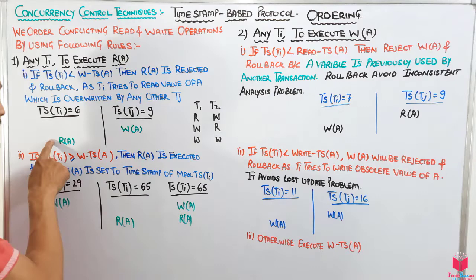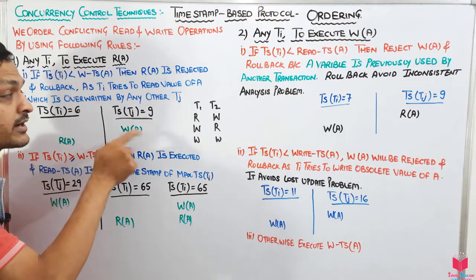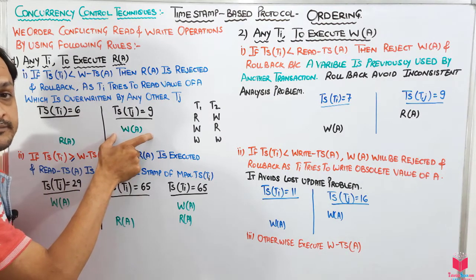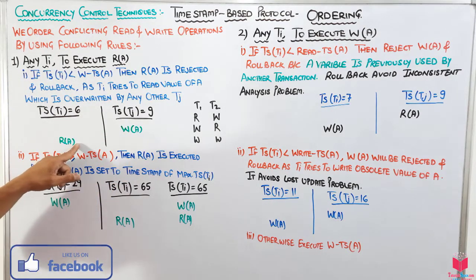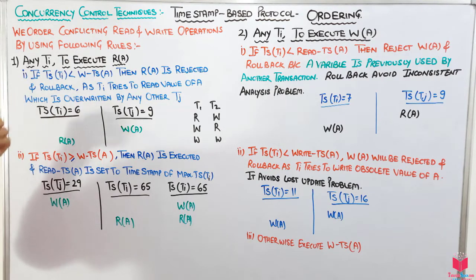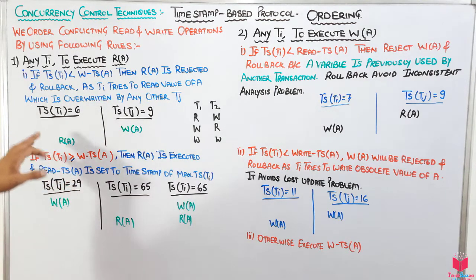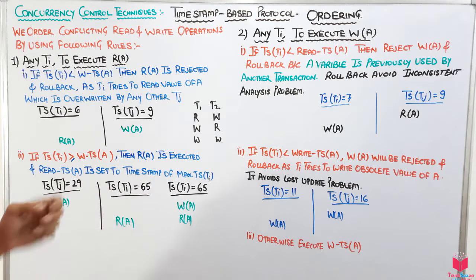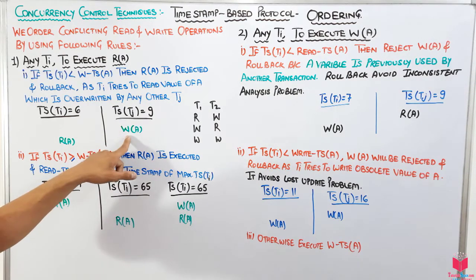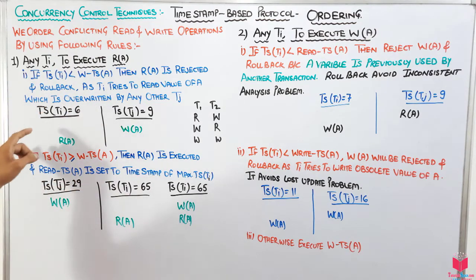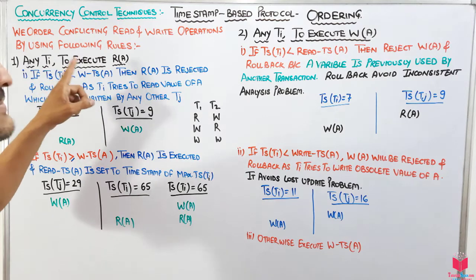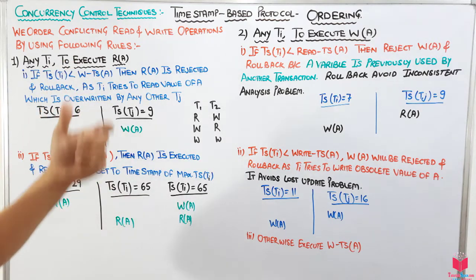That means it is trying to read the value of A which was overwritten by another transaction. That is not possible here, because if this transaction has already read some other value of variable A, it will see that this is a changed value, that somebody has interfered in the transaction and updated the value. That means it has to be rolled back and start its work from the start. Okay guys, this is all about the case where the timestamp of Ti is less than the write timestamp of A: it is rolled back.